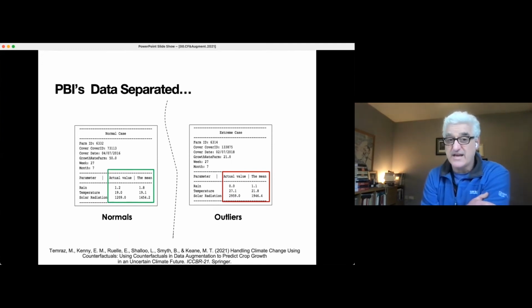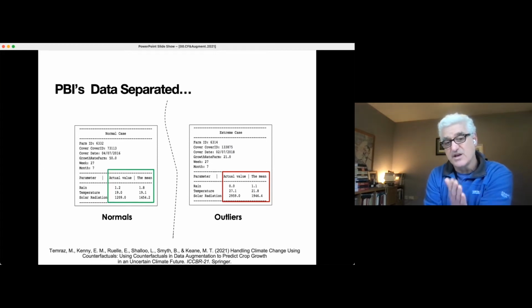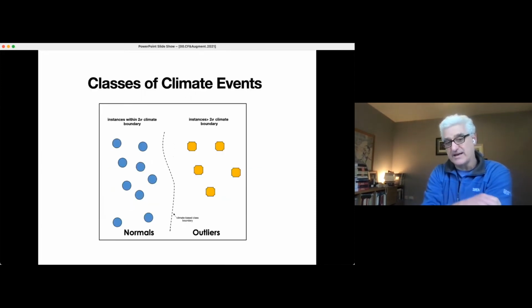In detail, each of these cases, as I said, are very similar. This is the record that you have. It's a record that just says the growth rate, the week of the year, the month of the year, the rain that occurred in that week, and the mean for that particular feature in a given year. And also temperature and solar radiation. The normals are on the left-hand side here, and the outlier one is on the right-hand side. You can see that the mean for solar radiation here was 1946, and in this particular week it was 2959. So it was nearly 1,000 of this particular measure higher. And this is the sort of data which we're handling.